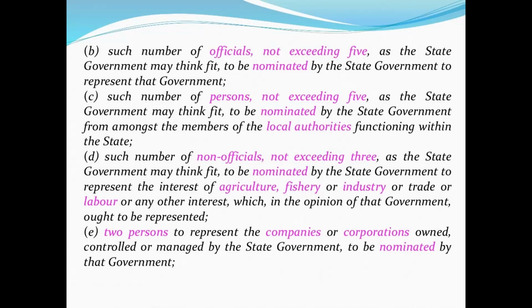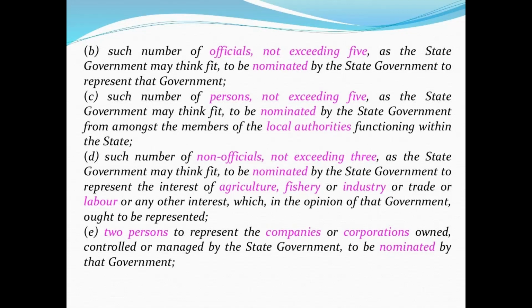सच नंबर ऑफ नॉन ऑफिशियल्स नॉट एक्सिडिंग 3. Okay. Some non-officials persons are also there as the state government may think fit to be nominated by the state government. Represent the interest of agriculture, fishery, or industry, or trade, or labor, or any other interest which, in the opinion of that government, ought to be represented. Okay, so firstly, government has one chairman, then officials, then some persons, then non-officials.